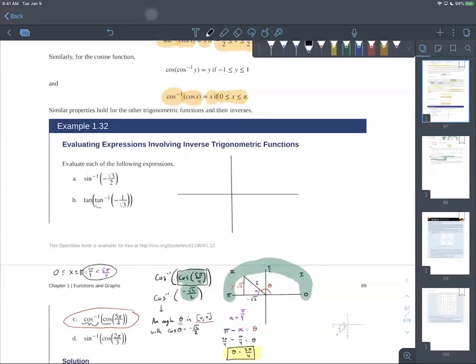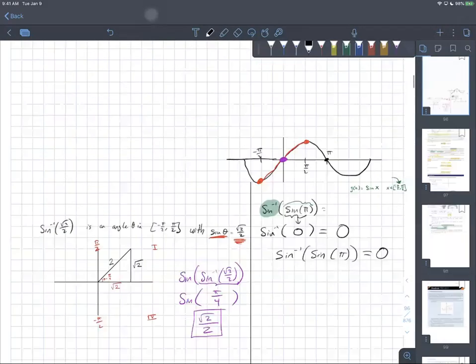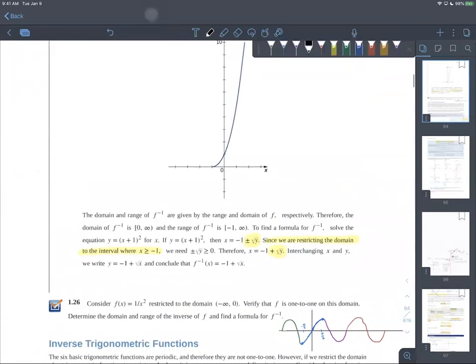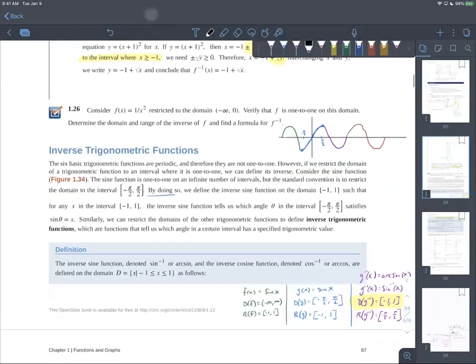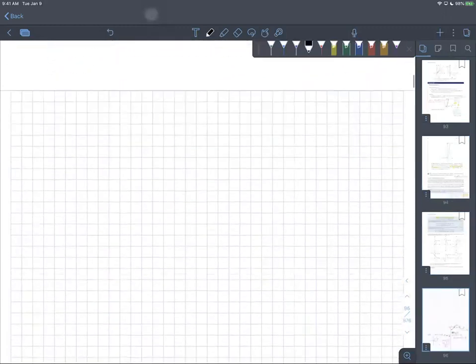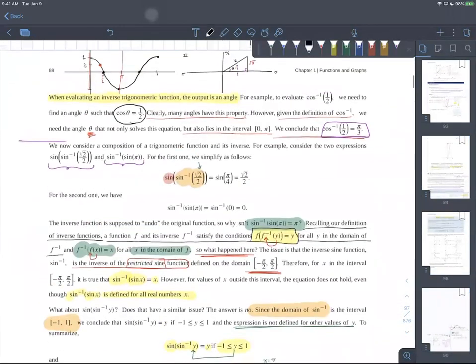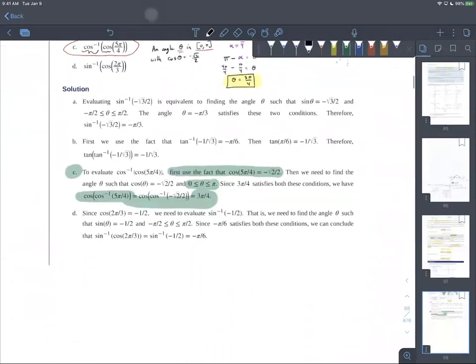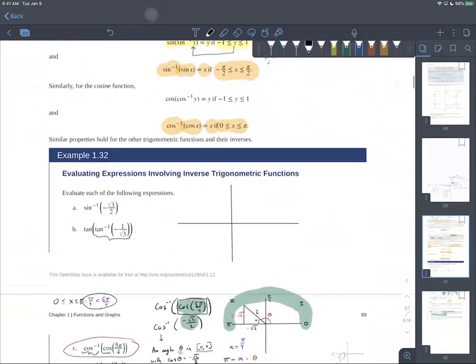Remember that somewhere when we were reading, it said that the inverse function is an angle. Oh yeah, here it is: when evaluating an inverse trigonometric function, the output is an angle. So you need to keep that in mind. This is an angle, and we usually call it theta.